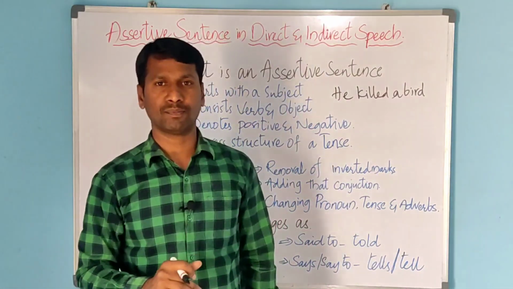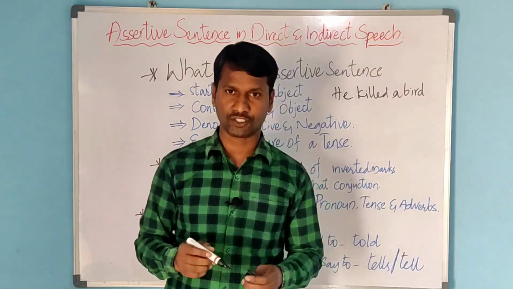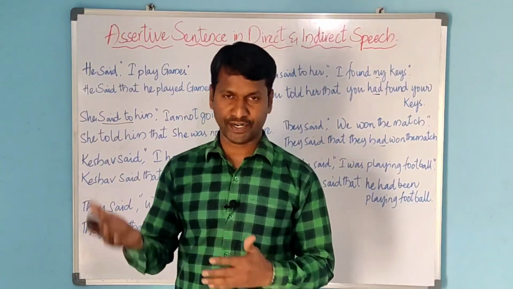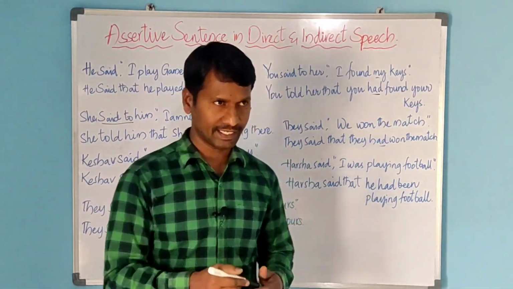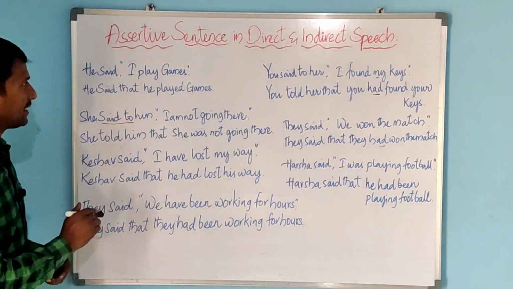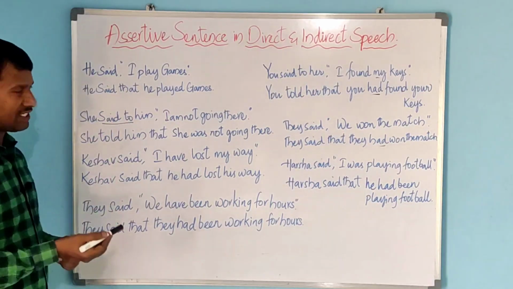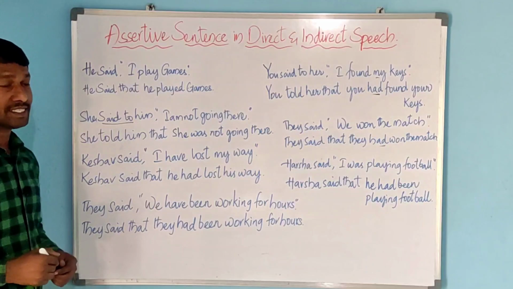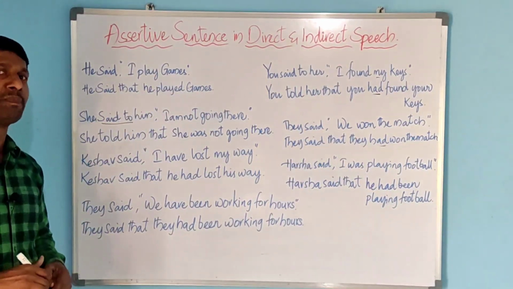Let's see some of the examples in assertive sentences of direct speech and indirect speech. Here we have some of the examples from different tenses in the form of assertive sentences. Let's see then how they will change. Here is an assertive sentence, I play games, which belongs to simple present tense. Direct speech is: he said, I play games. In indirect speech it is: he said that he played games. Simple present tense changed into simple past tense.